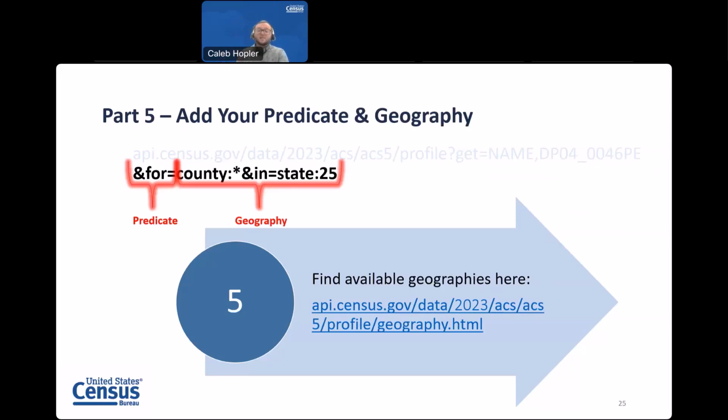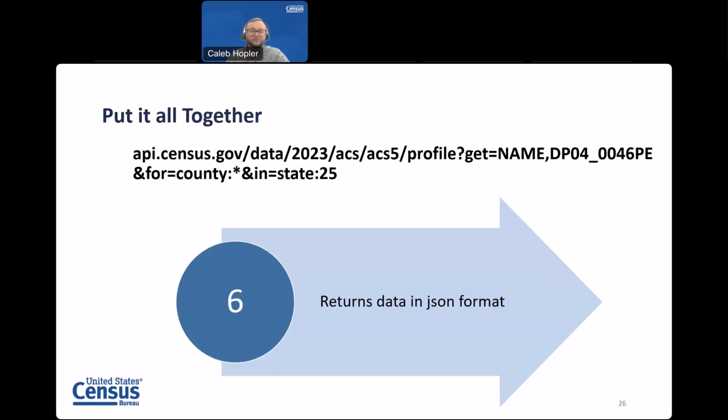Then add in the predicate clause to specify how variables should be filtered or limited, for example, for certain geographic areas. Then you'll add your selected geography, or plural geographies. And for a full list of geographic levels, you can also review the API discovery tool. When you hit the enter key to run the API call, it will return the data in JSON format.